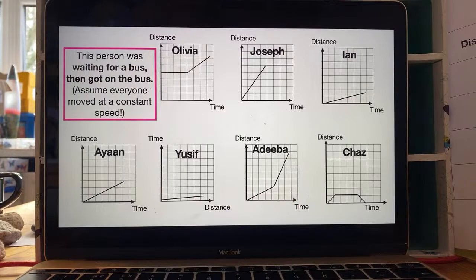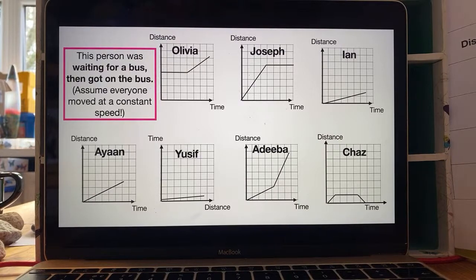Who was waiting for a bus and then got on a bus? If you're feeling advanced and you know this straight away, can you tell me why I've made a mistake here? Why this is weird, not what happened? But which one am I thinking is the person who was waiting for a bus and then got on the bus? I'm only going to give you the answers at the end.